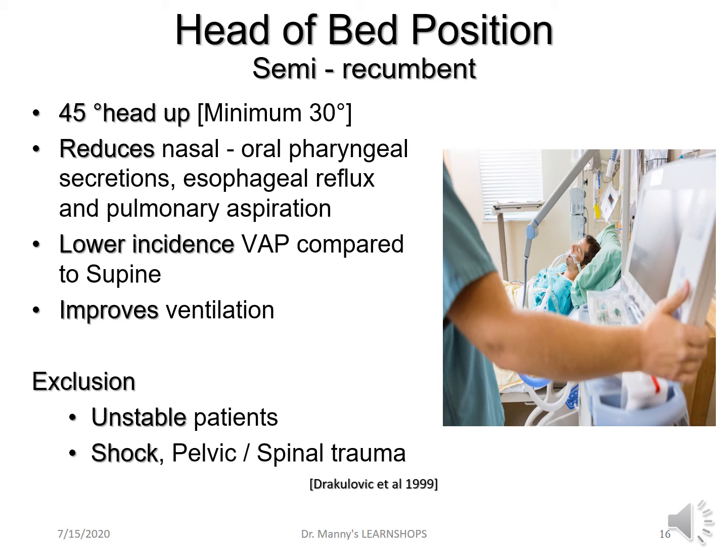However, hemodynamically unstable patients will be excluded. Patients with pelvic and spinal trauma will be excluded. The head of bed position is recommended to be a minimum of 30 degrees, and this reduces nasal and oropharyngeal secretions, esophageal reflux, and pulmonary aspiration, which lowers the incidence of ventilator-associated pneumonias in comparison to laying the patient supine or prone. And this promotes more effective ventilation and drainage.